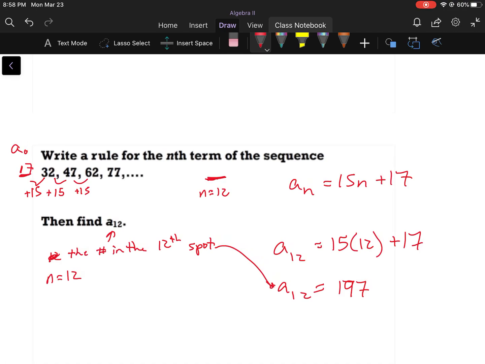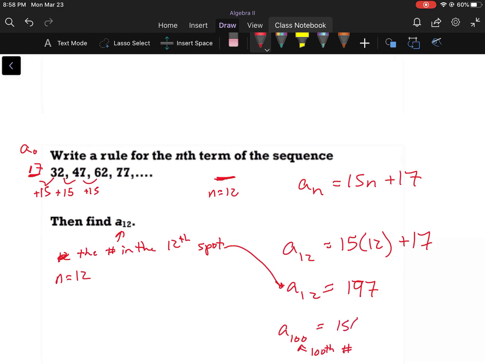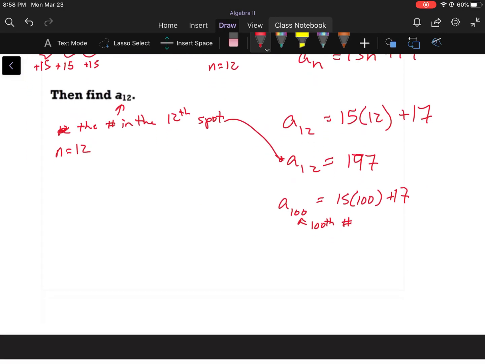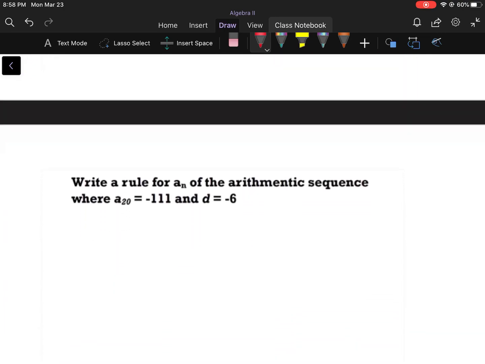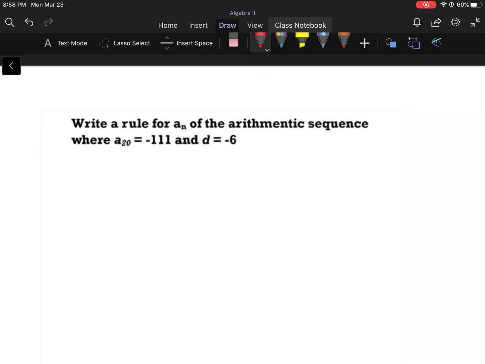There you go. And if you wanted any position, say a sub 100, that means I want to find the 100th number. That would mean that I'd go 15 times 100 plus 17. Now, putting in that 100 is a lot quicker than adding 15 times, I don't know, 97 times, 94 times.